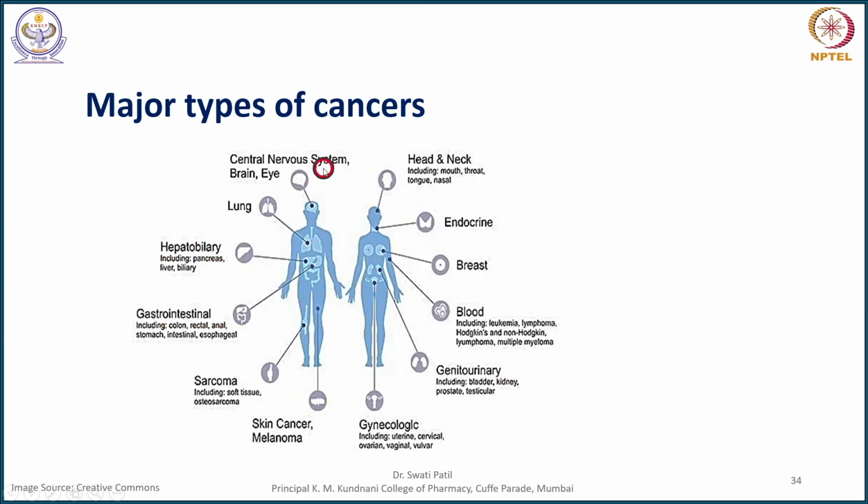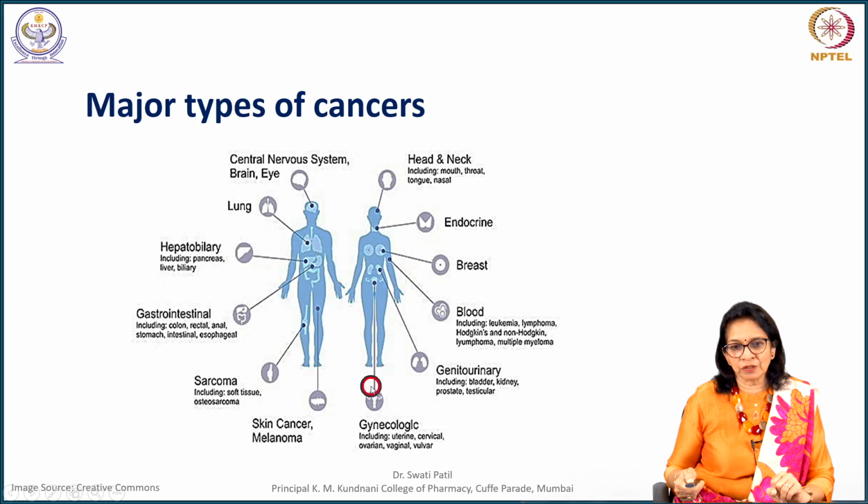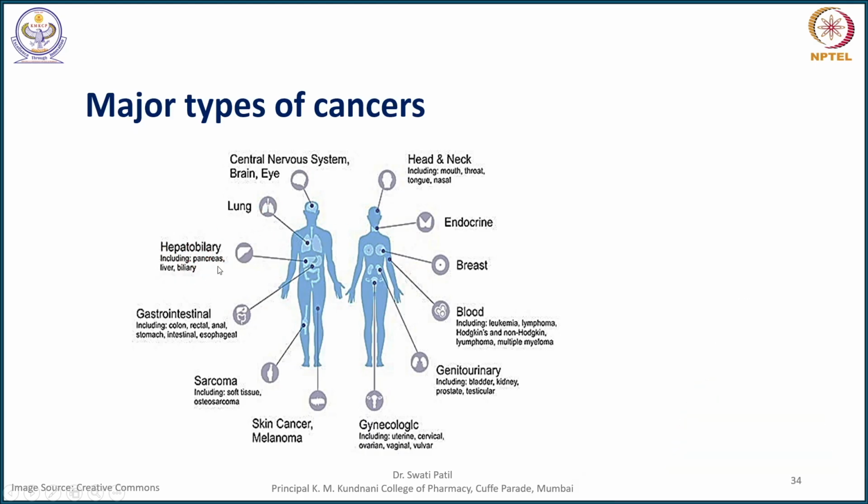Cancer affects the central nervous system, head, neck, the endocrine system, breast, reproductive systems, the skin, lymph, gastrointestinal system, the gut, stomach, liver, the hepatobiliary system, and the respiratory system when it affects the lungs.